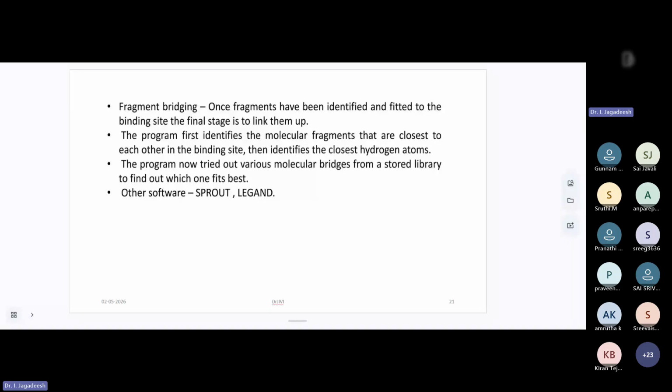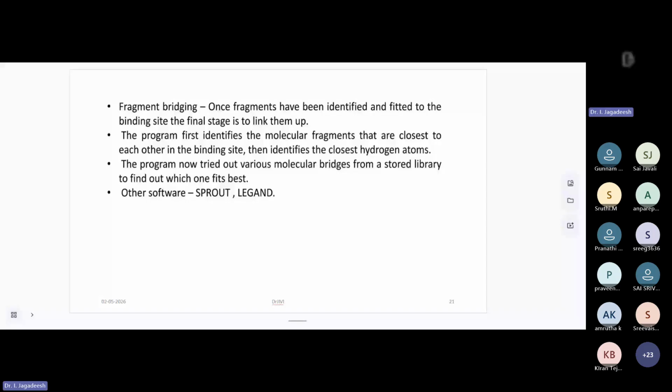Once the fragments are identified, they are fitted into the binding site. The final stage is to link them up in fragment-based de novo drug design. So the program first identifies the molecular fragments that are closer to each other in the binding site, then identifies the closer hydrogen atoms that are going to have an interaction a little bit later, that is going to create a bonding. So that interaction is going to be perfect and it will work as a drug.